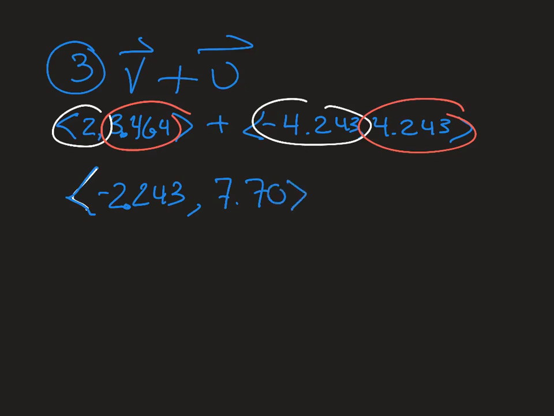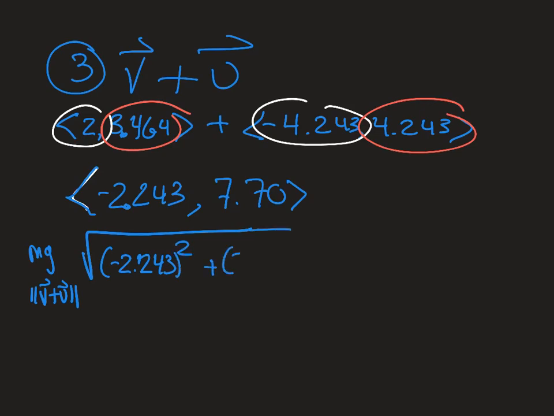To find its magnitude, I take each piece, I square it, and I square root the whole thing. So to find the magnitude of vector v plus u, use your parentheses, or you're going to throw an answer. Parentheses, negative 2.243 squared, because this way when we square it, it becomes a positive, plus 7.707 squared. And then I'm going to square root the whole thing.